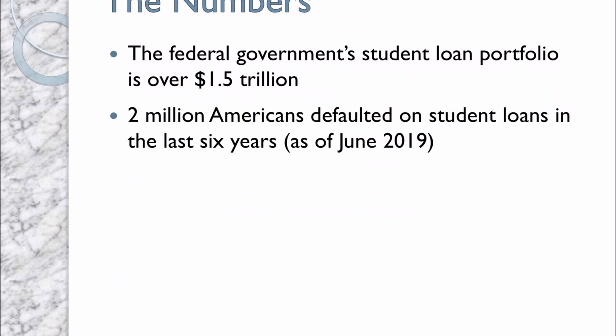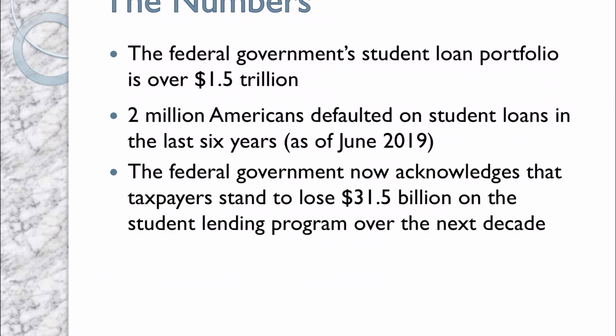2 million Americans defaulted on student loans in the last 6 years. So this is as of June 2019. This value has changed a little bit, but I will showcase or discuss a few more details about students and defaulting on these student loans.